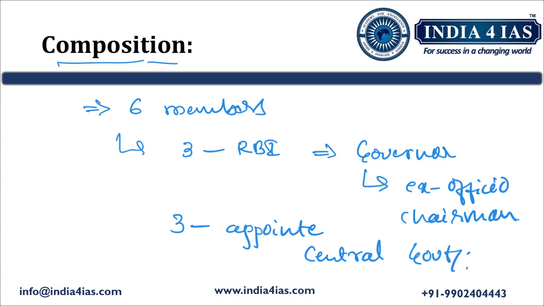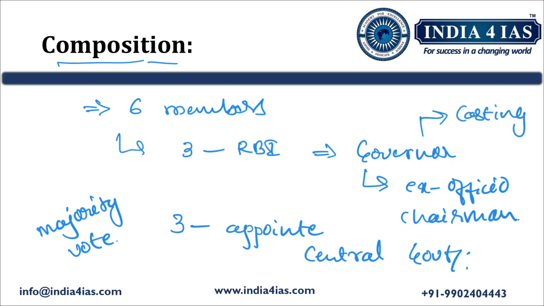The decisions of the Monetary Policy Committee are made by majority vote. In case of a tie, the Governor has a casting vote. He cannot vote in the first instance. In case a tie happens, the Governor will go for the casting vote.